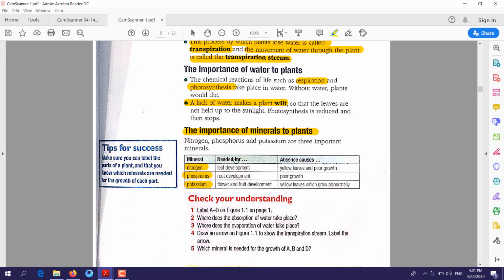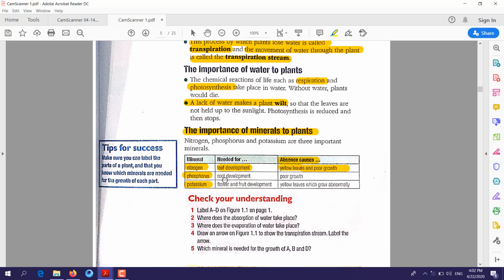Three minerals now. Needed for nitrogen. It's needed for leaf development. When there will be deficiency of this mineral, or when there will be less amount of this mineral, what will happen to the plant? Yellow leaves and poor growth. So now when you look at a plant, you will see the leaves of this plant are turning yellow and it's not growing. So directly it should come to your mind: why? What happened? You will say there is a lack of minerals, especially nitrogen.